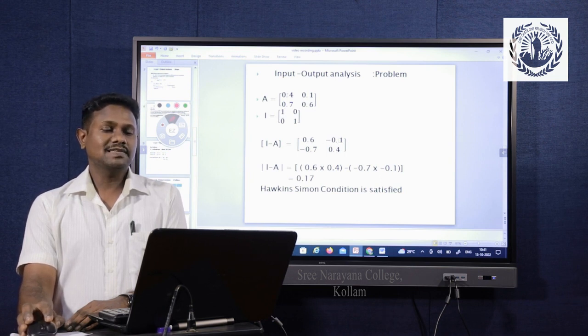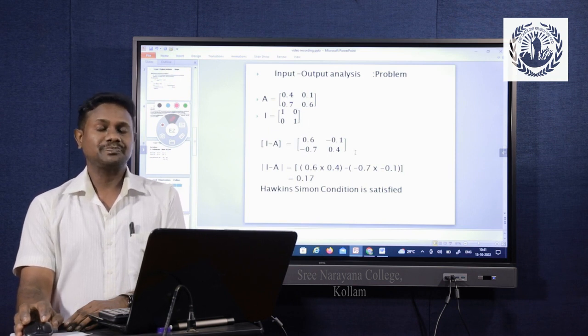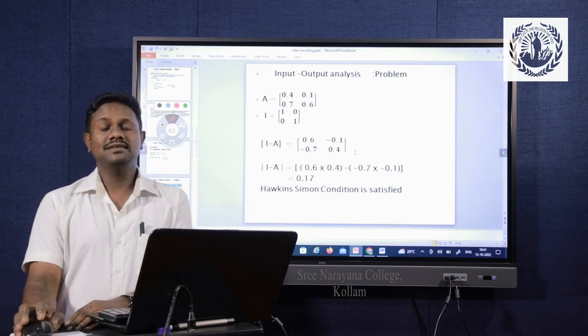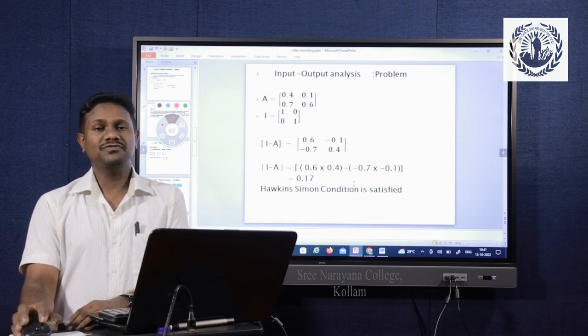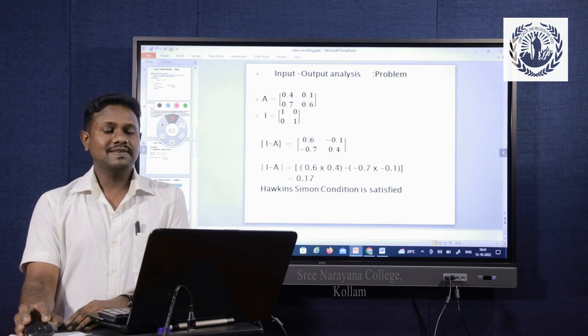See, 1 minus 0.4, I minus A. 1 minus 0.4, the answer is 0.6. Likewise, 0 minus 0.1 is minus 0.1, 0 minus 0.7 is minus 0.7, and the last one, 1 minus 0.6 is 0.4. The next step is to find the determinant of the Leontief matrix. See how we can find it: 0.6 into 0.4 minus 0.1 into 0.7. The answer is 0.17. The Hawkins-Simon condition is satisfied.